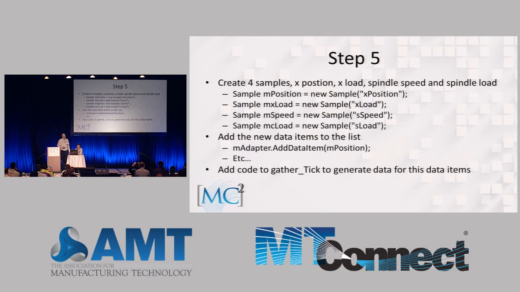So we'll go on to step 5, and now we're going to start getting into another data category, sample. So the sample is basically sending real types of information, position, load, things that are defined by real variables. And again, we're going to go through the same process of adding the new data items to the data item list, and then again modifying the gather_tick to collect that data and send it up to the agent. Okay, we'll switch back to sequence computer.